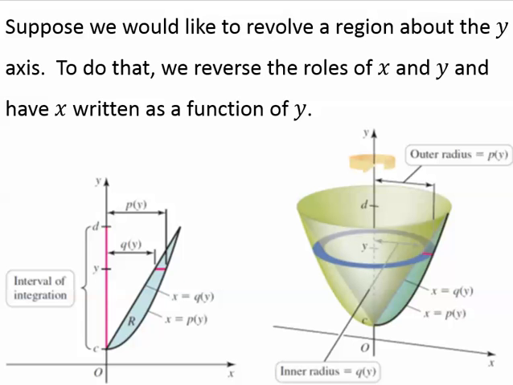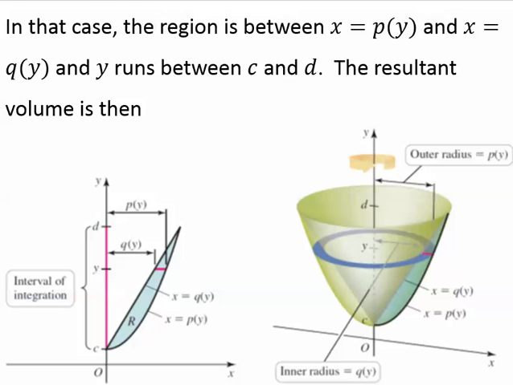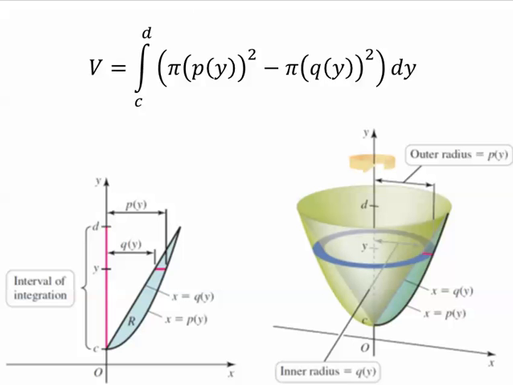Suppose we would like to revolve a region about the y-axis. To do that, we need to reverse the roles of x and y and have x written as a function of y. In that case, the region is between the outer function p and the inner function q, and y runs between c and d. The resultant volume is then given by this expression.